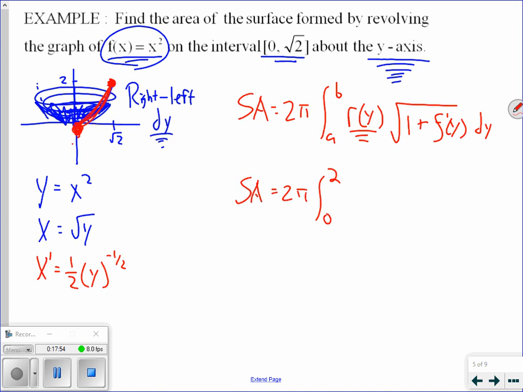All right. And then r of y, we already figured out, is the difference from my function to the line of revolution, which is the square root of y minus 0, or just the square root of y. And then we get the square root of 1 plus, oh, I'm sorry, I should have written f prime squared here. Instead of f prime of y squared, it's going to be 1/2 y to the negative 1/2 squared, which I'm just going to go ahead and write as 1/2 square root of y quantity squared.